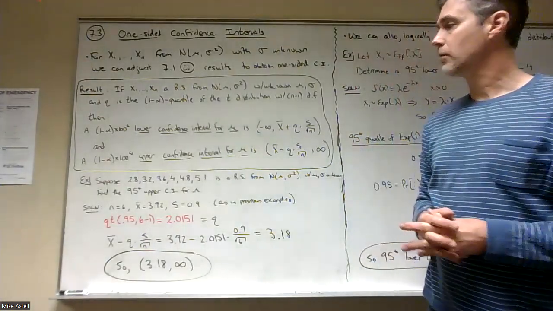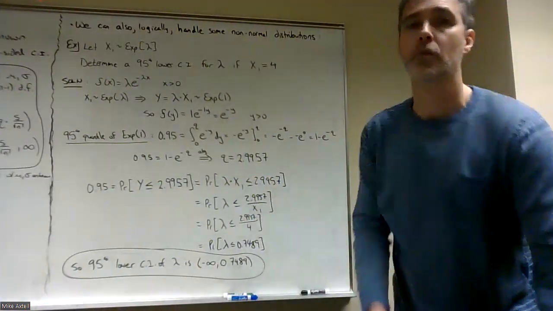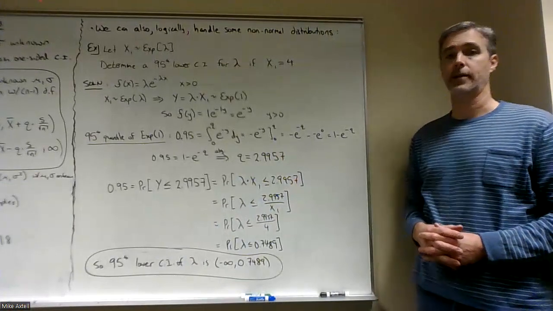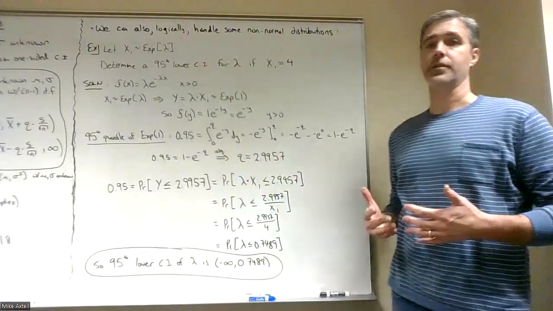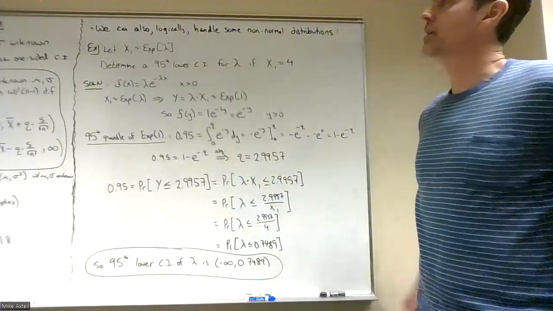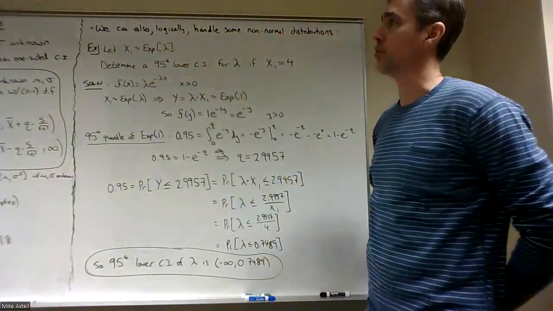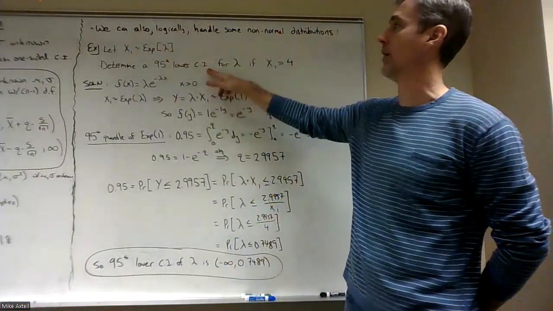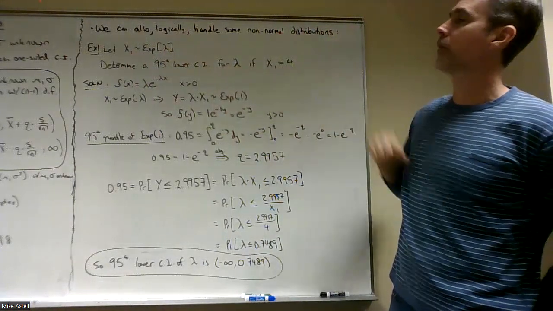All right. So let's look at a non-normal example. Pause, copy, and then play. So logically, we can also handle some non-normal things. Let's pretend we have a single observation from an exponential distribution with unknown parameter lambda. And we'd like a 95% lower confidence interval for lambda if our single observation was a 4.